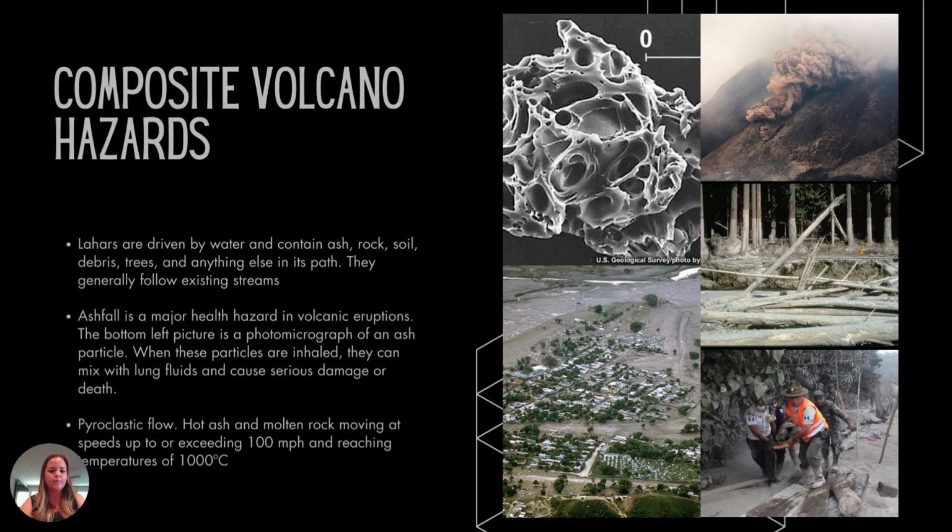Masks will definitely help you not eliminate, but prevent nearly as much ash going into your lungs. And then pyroclastic flow, which is that upper right-hand photo, is a very hot plume of ash and molten rock that is coming down the mountain around 100 miles an hour and at temperatures reaching 1,000 degrees Celsius, which is extremely hot. You are not surviving a pyroclastic flow even if you get within 10 feet of it and you're not actually in it. You're probably not surviving.